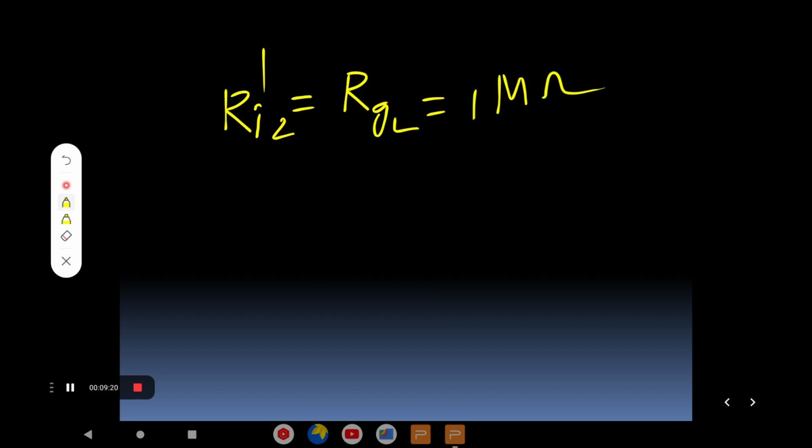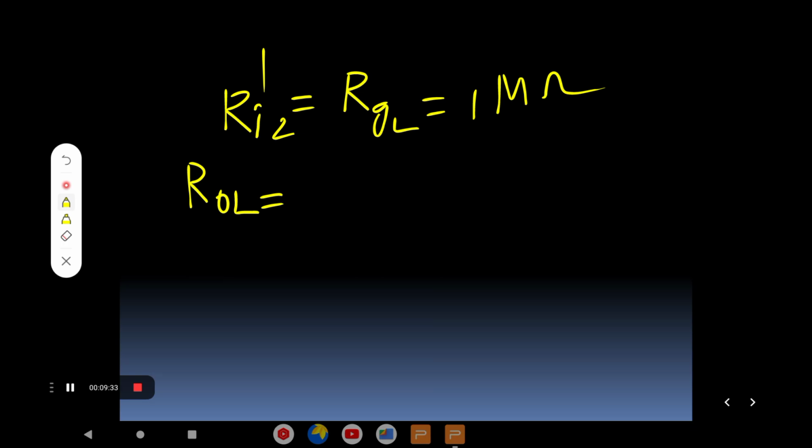The next one is the input resistance, Ri2. The input resistance at the second transistor, Ri2, is equal to Rg2, the gate resistance of the second transistor, which is 1 mega ohm. We take that value directly from the problem itself. At the same time you need to calculate the output resistance RO2.